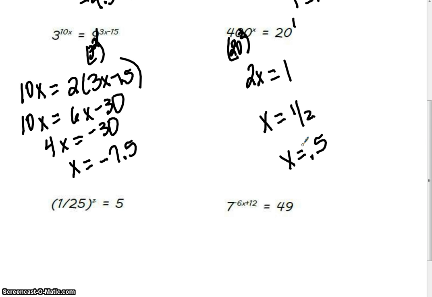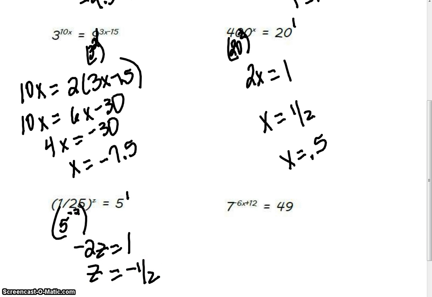1 over 25 to the z power is equal to 5. Deal with that 1 over 25 first. 25 is the same thing as saying 5 squared, but it's in the bottom of the fraction, which means your exponent has to be negative. So this is like saying 5 to the negative 2 is raised to the z power. So that gives you negative 2z is equal to 5 to the first, so 1. Divided by negative 2, and z is equal to negative 1/2 or negative 0.5.